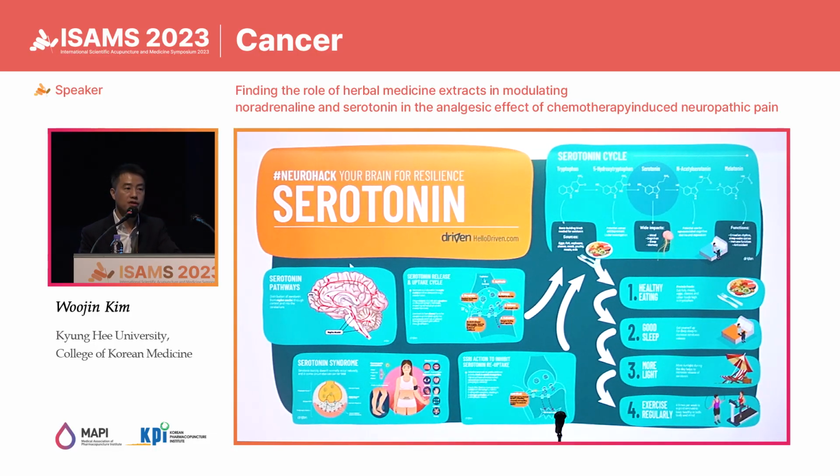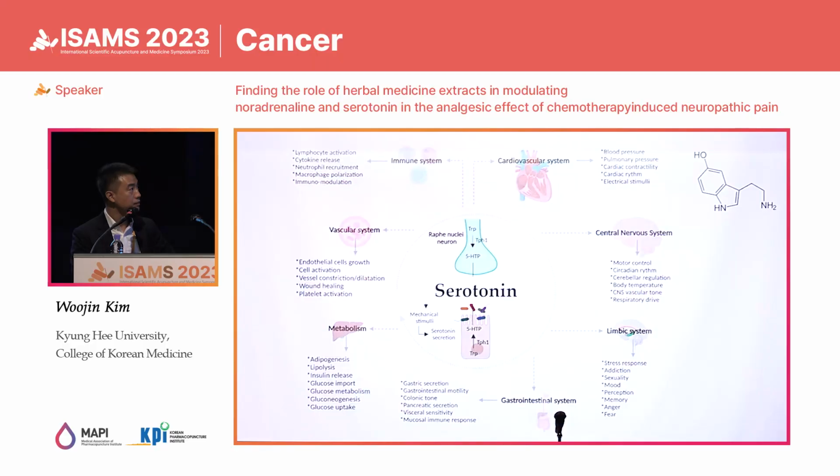And plus, the reason why I was interested in serotonin is that, as I told you before, the quality of life decreases. You have anxiety, depression, and sleep disorders. So I thought that modulating the serotonin not only will affect the CIPN, but we could also decrease all the effects induced by cancer and the chemotherapeutic drugs.